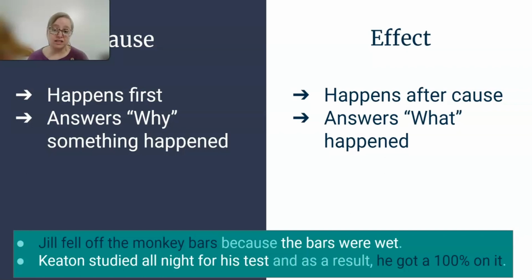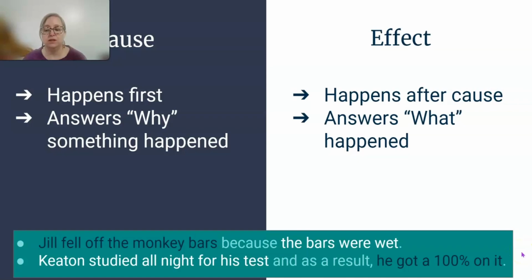So that is our cause that happened. And our effect is that because the bars were wet, Jill fell off the monkey bars. And our second one: Keaton studied all night for his test, and as a result, he got a 100 on it. So, why did something happen? Because Keaton studied all night, he got a 100 on the test. So 100 would be the effect of studying all night. So those are some examples.